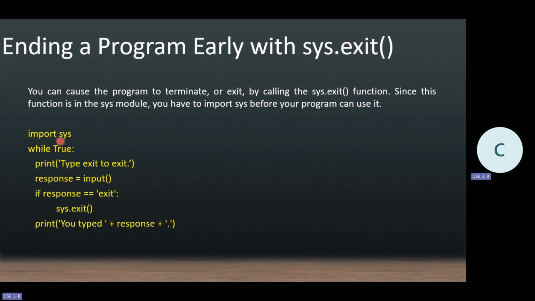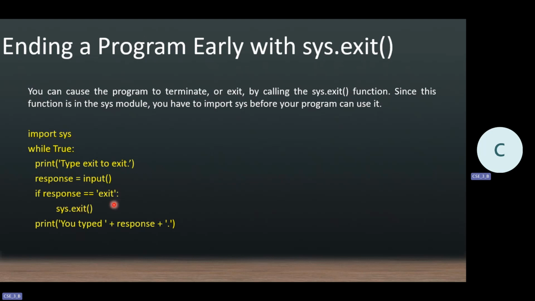First, we have to import the sys module. Then we use an example: while True. We print 'type exit to exit', meaning we have to type exit to exit from this block. Now we read the response. If response equals exit, we call sys.exit, that is, we come out of the program; we have terminated the program.